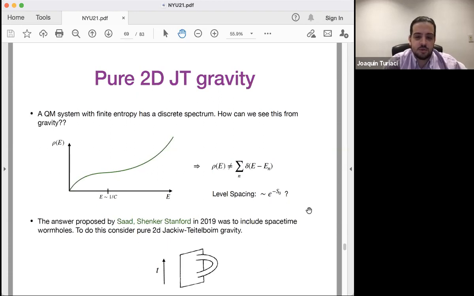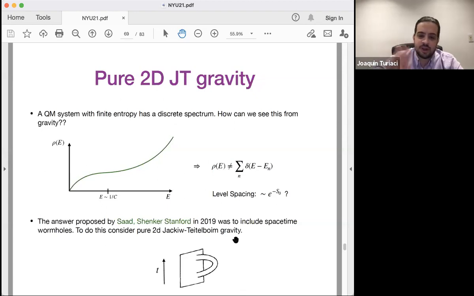2019, and it was to include spacetime, or also called Euclidean, wormholes. So these are basically connections between spacetimes that can appear non-perturbatively when you study gravity. And they have been studied a lot in the past, but I think the relevance to black hole physics has been clarified a lot in the last years, also with the calculation of the Page curve. So this is a complicated calculation, and I'm going to focus on pure JT gravity.